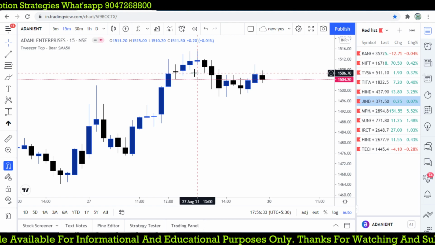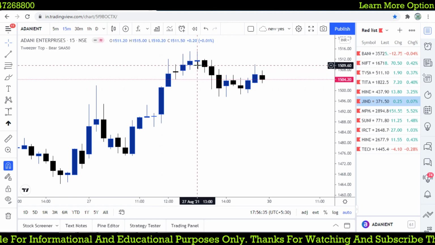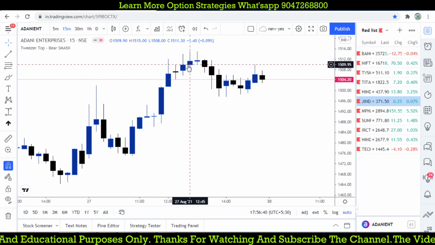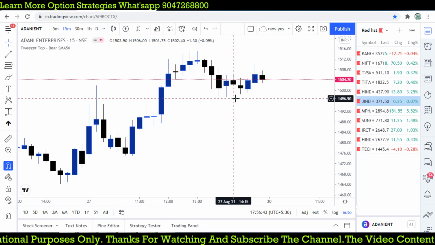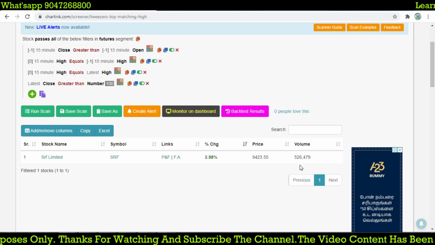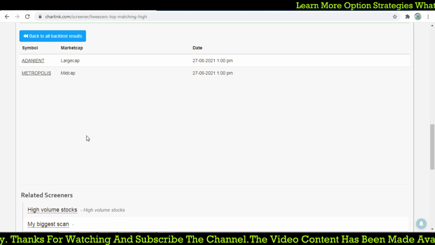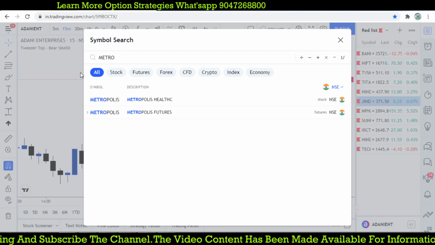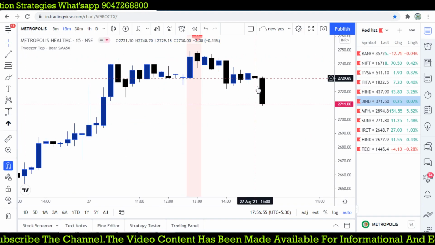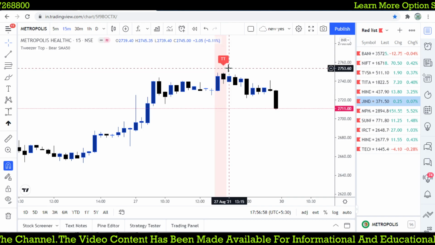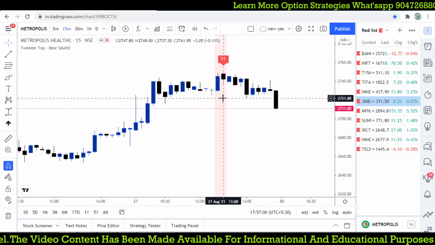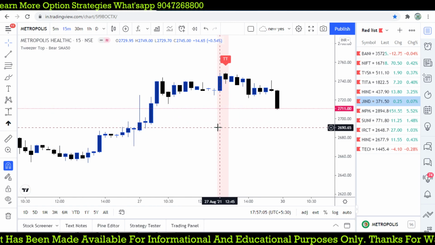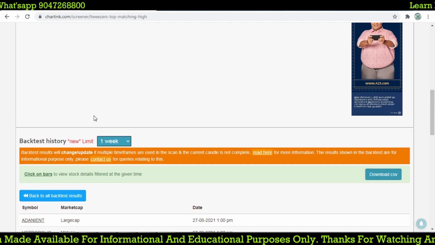This one, 15 and 15, so both have the same high, where it forms exactly at the latest high, right? From that point it reversed back, and another stock that forms is Metropolis, which we can use for intraday also. And in this one, could you see that there is a great reversal. Hope you got it. This may be another helpful video.